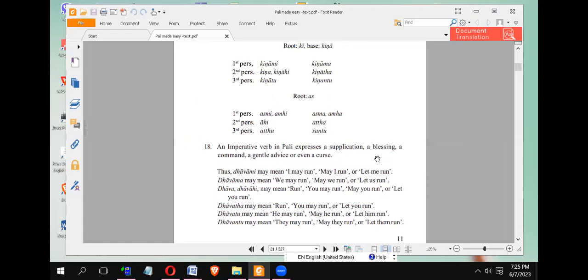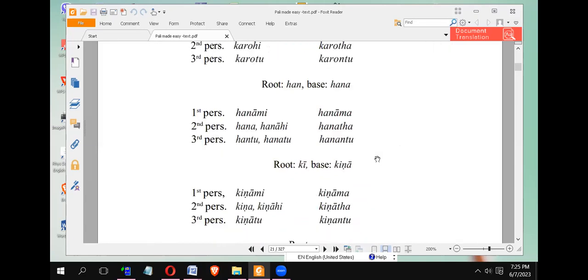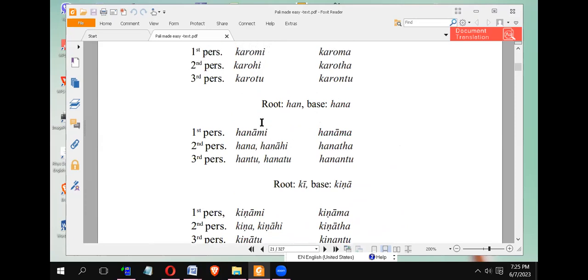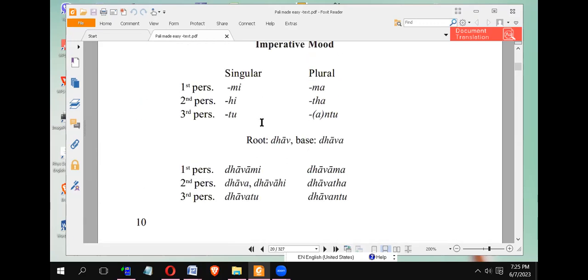Just on the hana, second person singular. Why is the a in hanahi a long a? Because you follow the... all right, this is just the point here. You notice that all of them have a long A here. It is something to remember.